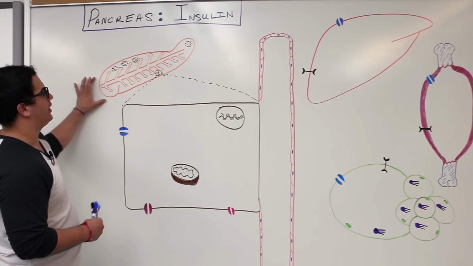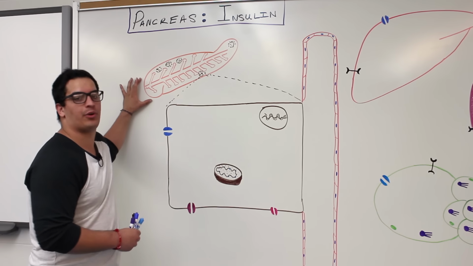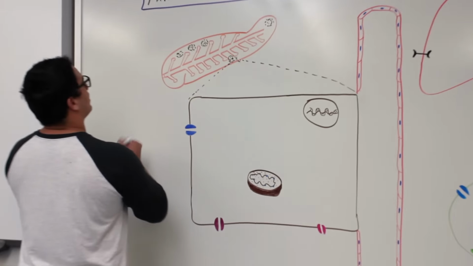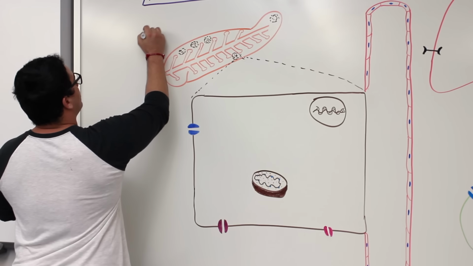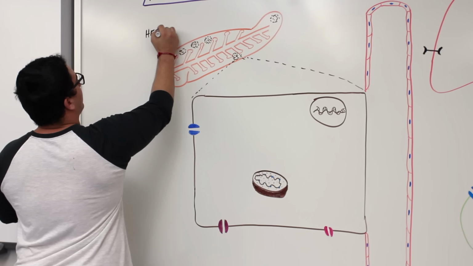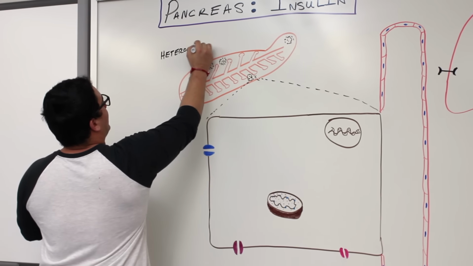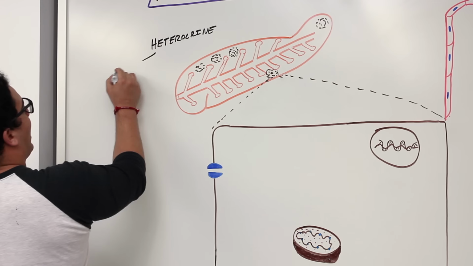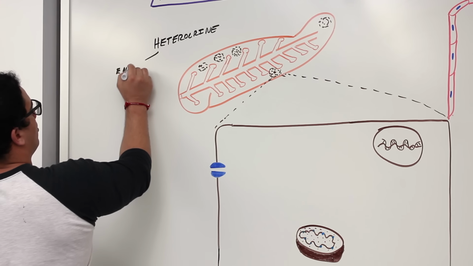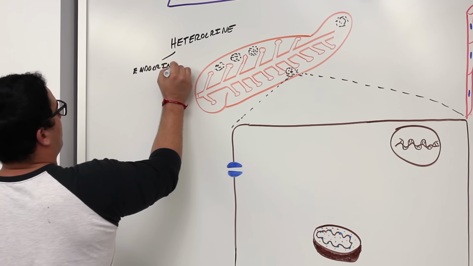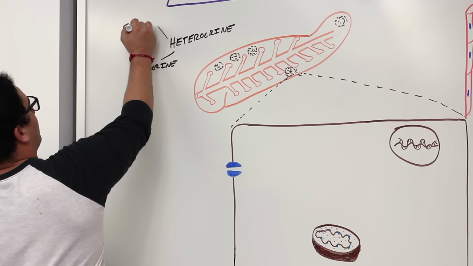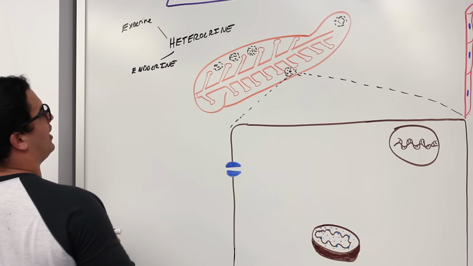The pancreas is actually referred to as a heterocrine gland. So what is it referred to as? It's referred to as a heterocrine gland. What it means to be heterocrine is it's made up of two different types of tissues. One is the endocrine producing tissue, and the other consists of an exocrine producing tissue.